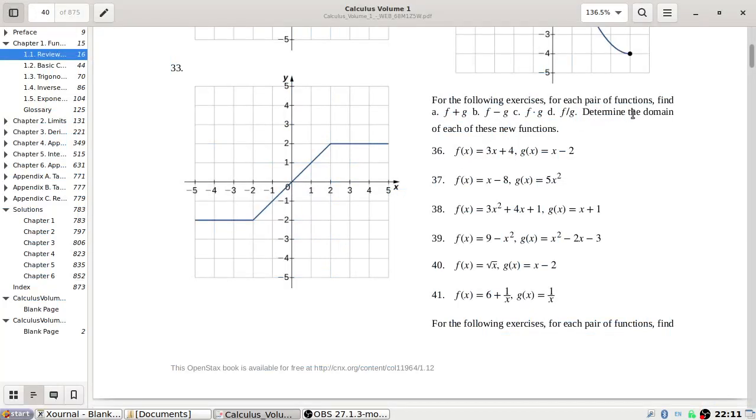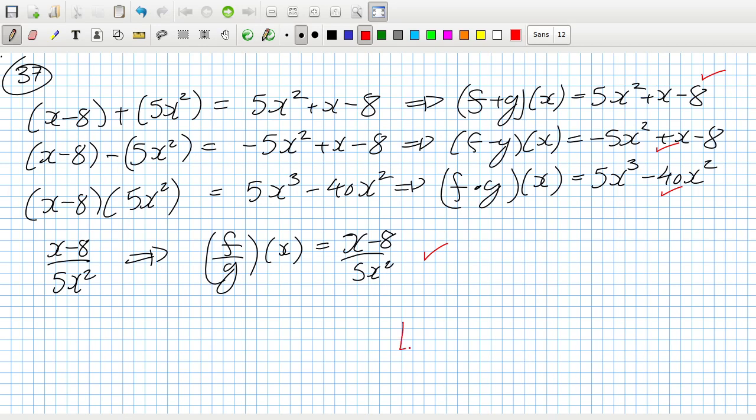It says determine the domain of each of these functions. So for this question, the domain is all real numbers for 1, 2, and 3, but not for the last one. For the last one, the domain would be all real numbers except for 0, of course.